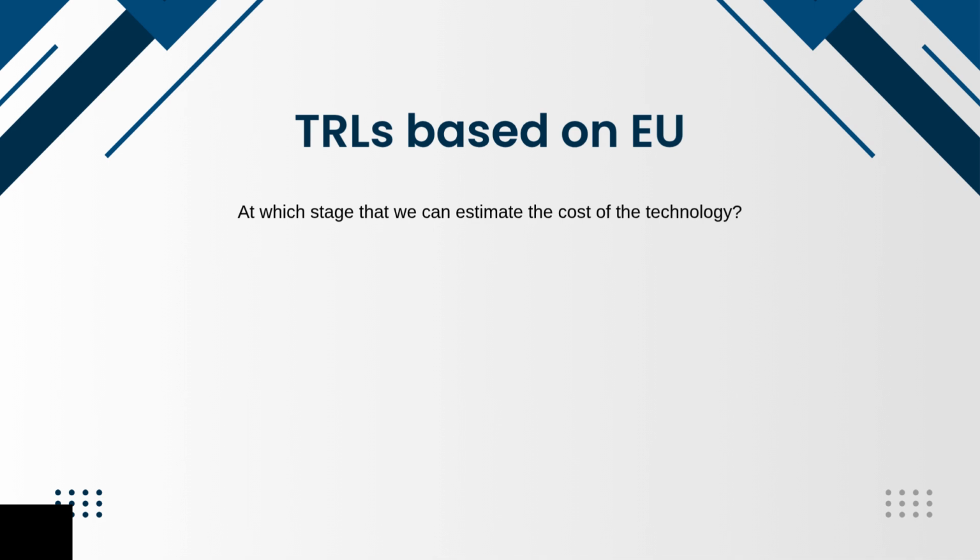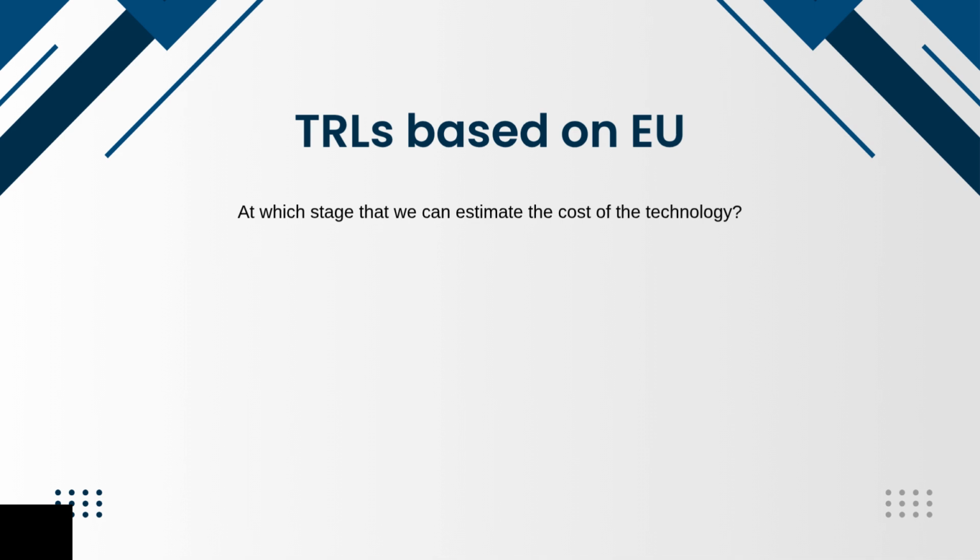Finally, at TRL 7 to TRL 9, the cost estimation becomes much more accurate. At these stages, the system has been demonstrated in a real operational environment, and most of the design has been finalized. Organizations can calculate production costs, operational costs, maintenance costs, and commercialization costs with greater confidence.